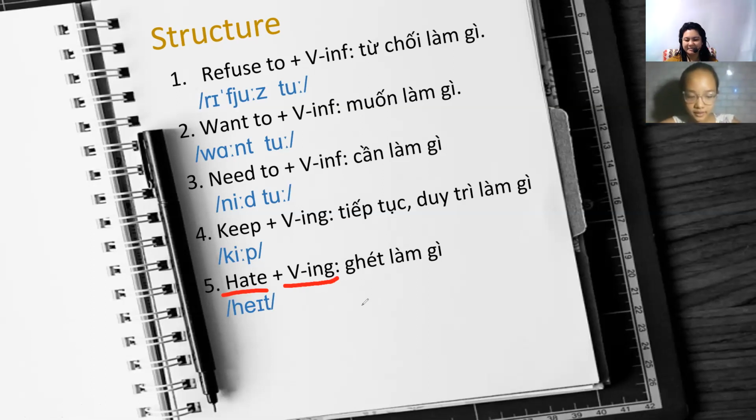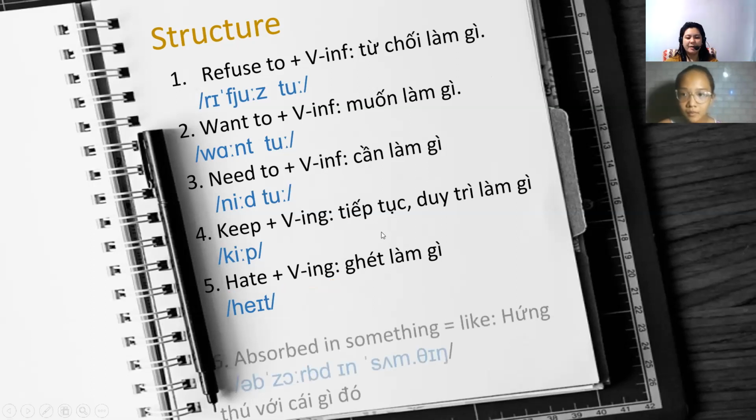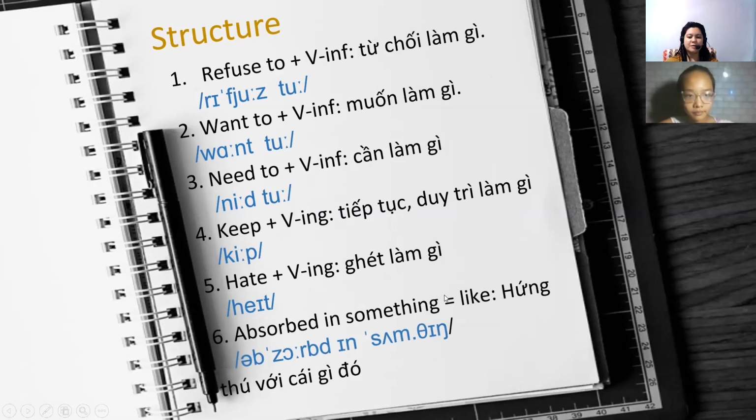I hate learning literature. Okay, I hate learning literature is correct. Good job. Now, absorb. Okay, absorb in something.